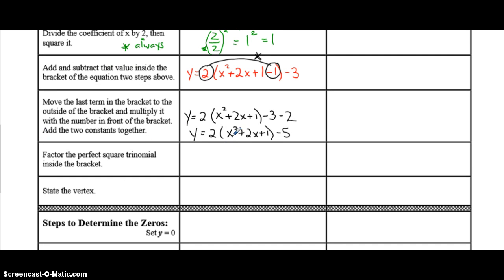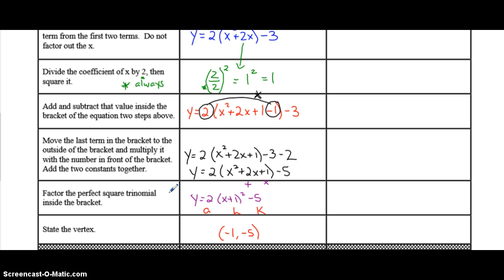The last step is to factor this trinomial. So what are the two numbers that multiply to give you 1 and add to give you 2? Both numbers are 1 and 1. And because both of them are the same, remember that that means you write x plus 1 squared, and there's your vertex form. There's your a, there's your h, and there's your k. a is 2, h is -1, k is -5. So your vertex is (-1, -5).